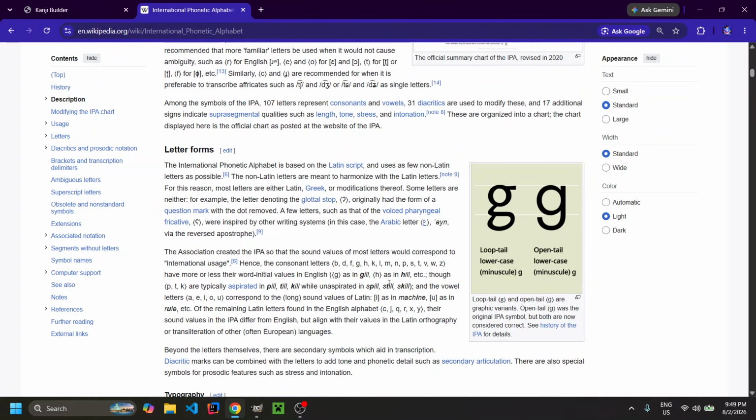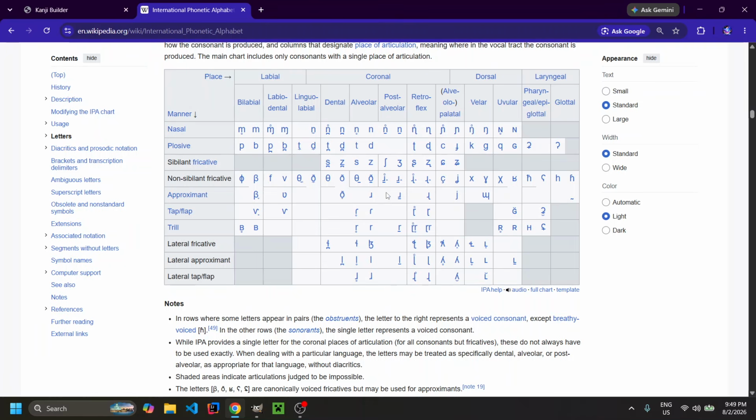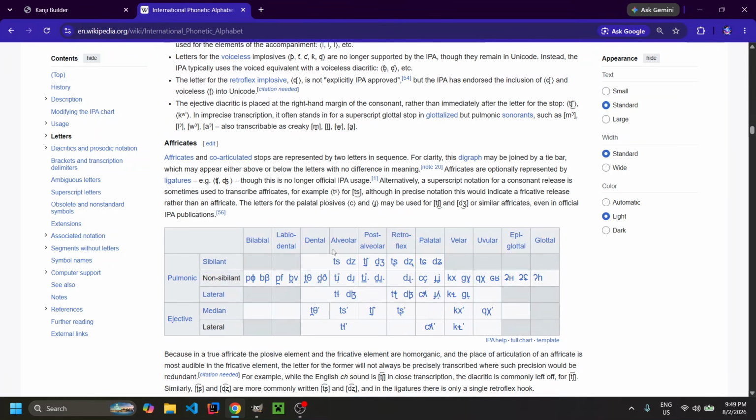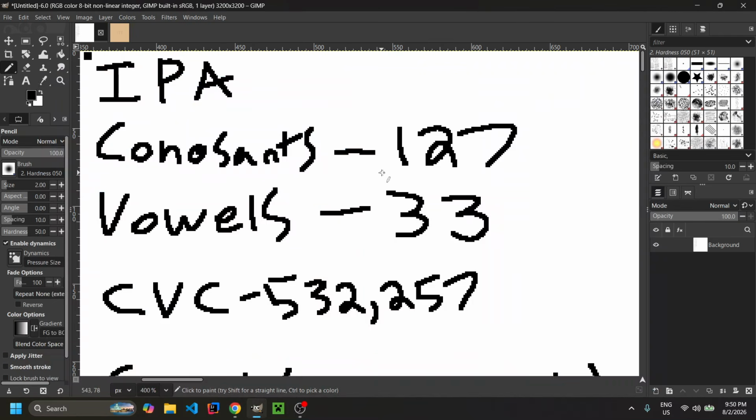I need this, but I need it simplified. I hand counted just this graph. I ignored this one, I ignored this one, and then I just counted this one. So just by counting those 2 graphs, I've said that there's 127 consonants and 33 vowels.